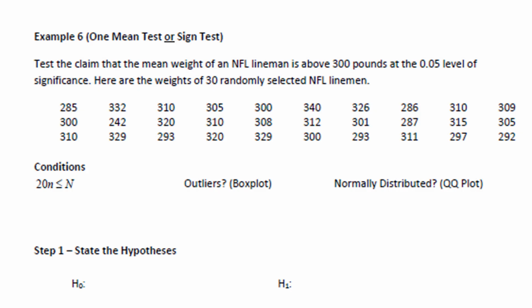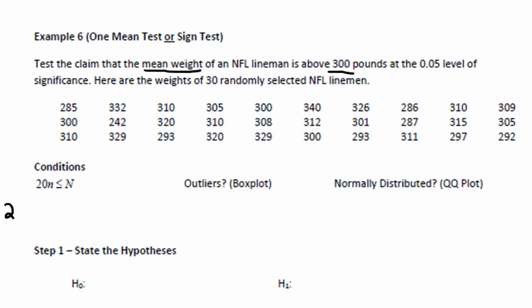Here's one last example where we're not sure whether this is a one mean test or a sign test. Example 6. Test the claim that the mean weight of an NFL lineman is above 300 pounds at the 0.05 level of significance. Here are the weights of 30 randomly selected NFL linemen. Okay, so it appears to be a one mean test because we're comparing the mean weight of an NFL lineman to a number, 300 pounds. But we need to check the conditions.